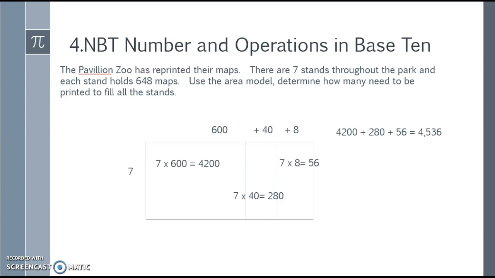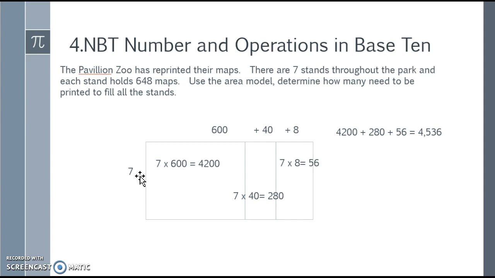The Pavilion Zoo has reprinted their maps. There are 7 stands throughout the park, and each stand holds 648 maps. Use the area model to determine how many they need to be printed to fill all the stands. So I took 648 and I'm multiplying it by 7.